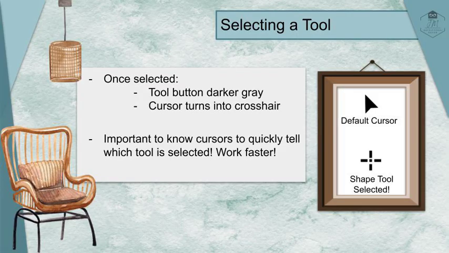Once you've clicked a tool, it will turn a darker shade of gray. Your cursor will also turn into a crosshair. This means a shape tool has been selected. It's important to know the difference between the different cursor symbols, as this can let you complete your artwork faster.